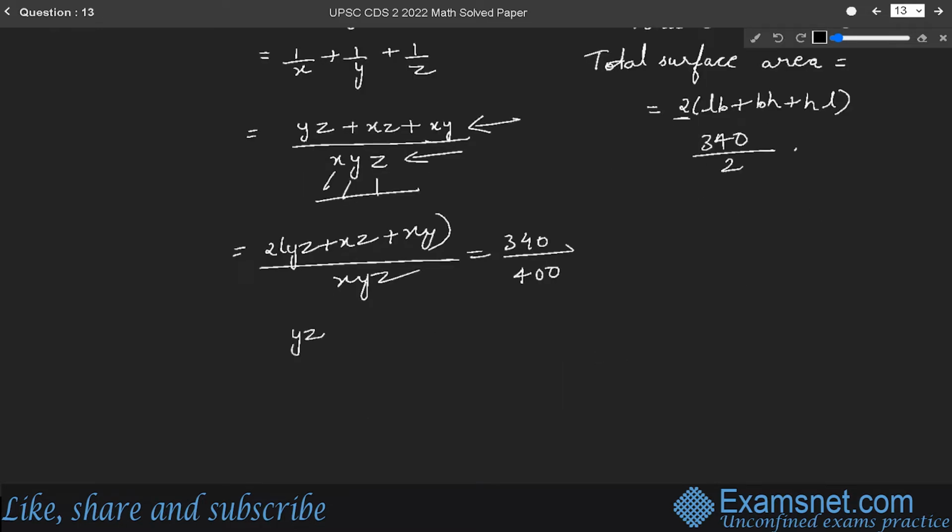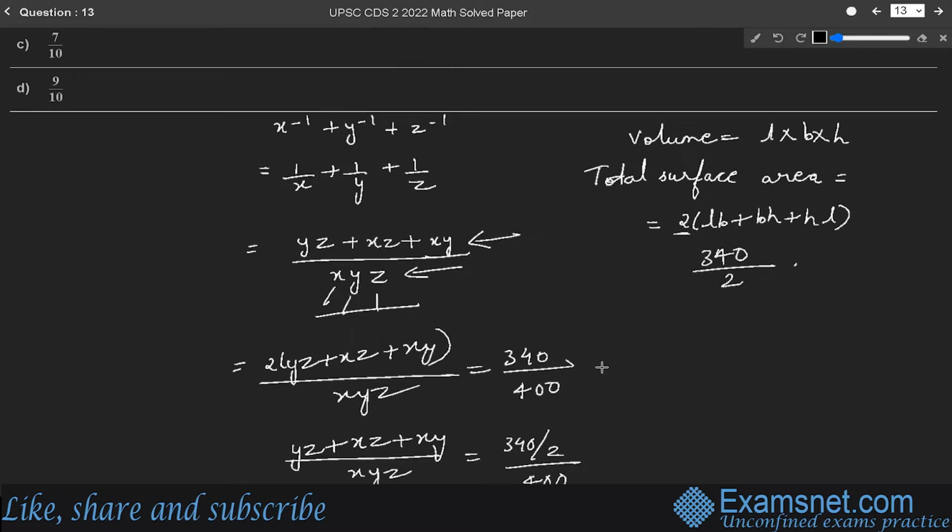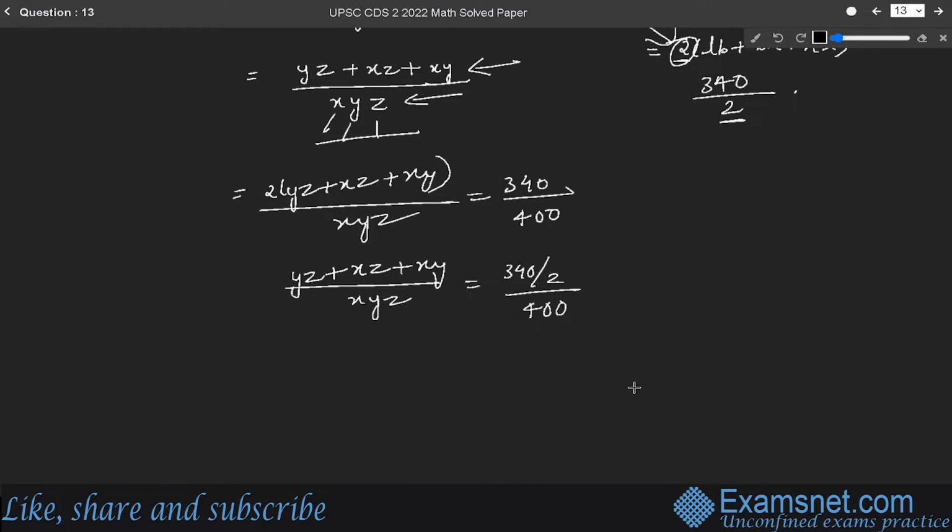So it will be (yz + xz + xy) upon xyz, which equals 340 by 2 upon 400. I hope now the concept is clear to you, because in the standard formula 2 is present, but here 2 was not present, so we will just simply divide 340 by 2, because 340 is the total surface area. Now 340 by 2 will be 170 by 400, so it will be 17 by 40.